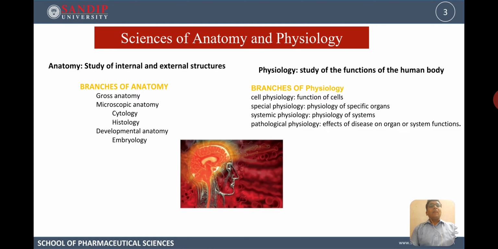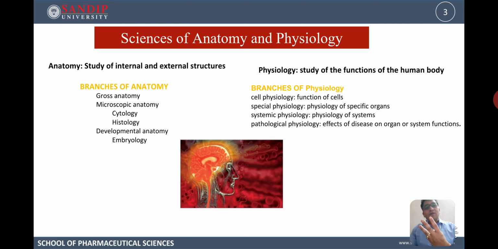Then the second one is microscopic anatomy. This microscopic anatomy is a branch of science which deals with the study of internal and external structures of the human organisms. In this, two types are there. The first one is cytology and the second one is histology. Cyto means cell, and logy means to study. Simply, it is a branch of science which deals with the study of the cells. The second one is histology. Histo means tissue and logy means to study. It means the study of the tissue.